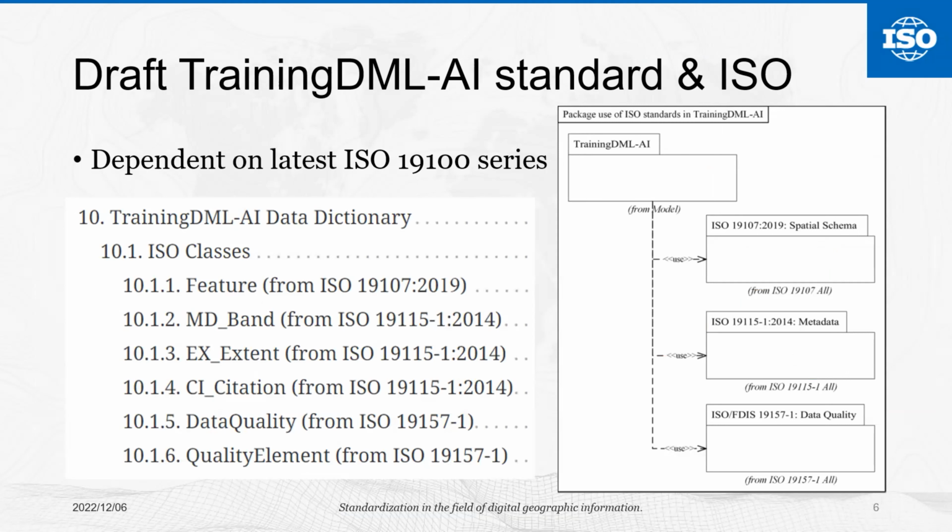So this is the version 3 snapshot, and we can see that training DML AI has dependencies on the spatial schema standard, the metadata standard, at least part 1 of the metadata standard, and the data quality standard. And various elements are reused from these standards in the form of a data type or objects themselves in the schema.